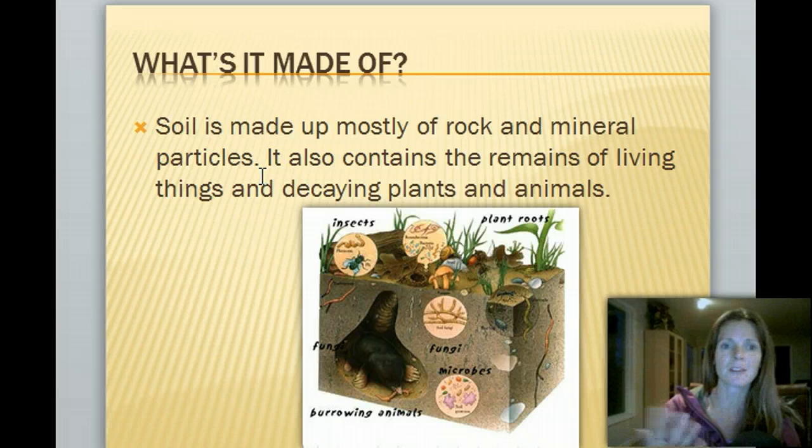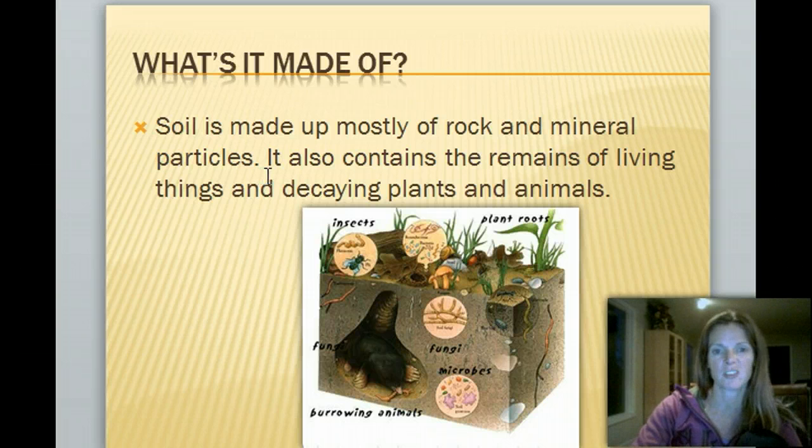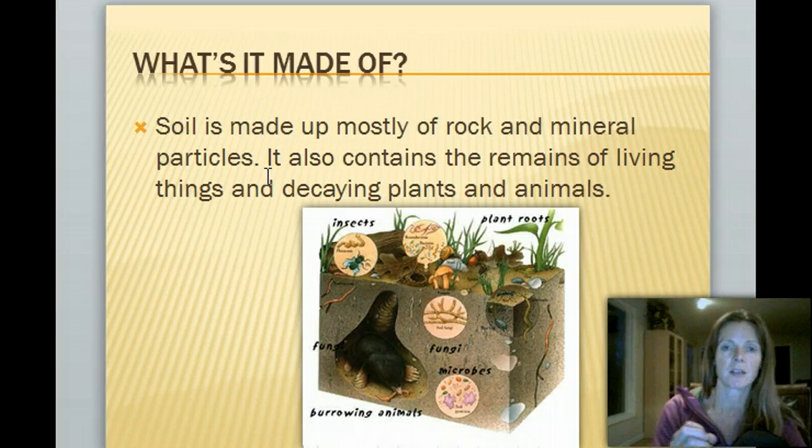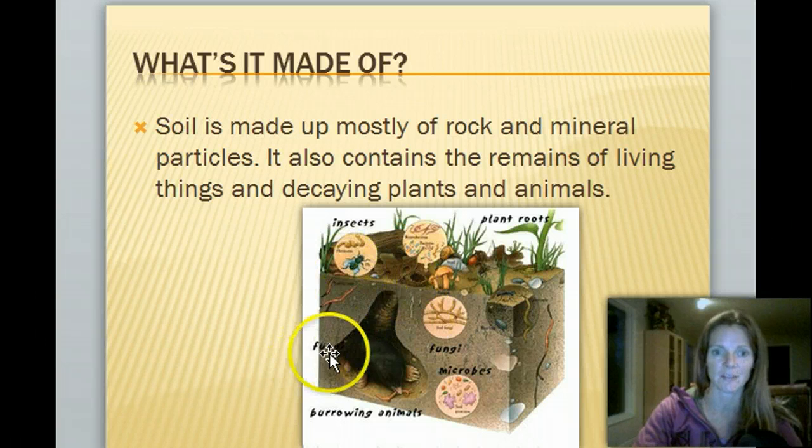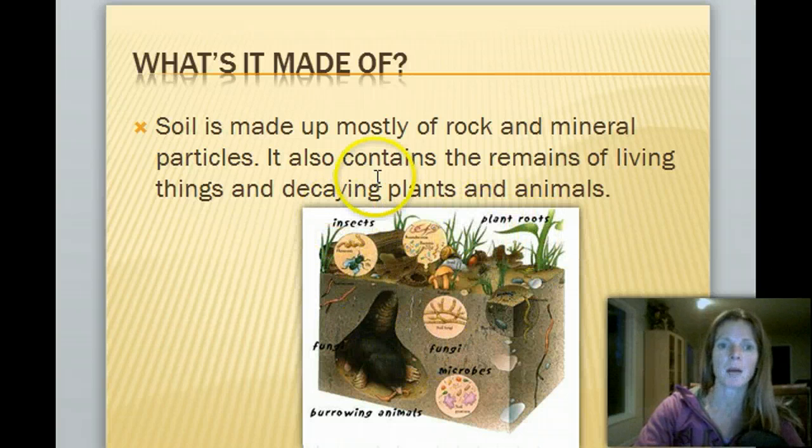It also contains the remains of living things, decaying plants and animals, but for the most part, we're just talking about rock, mineral soil, or mineral particles, bits and pieces of different items that are thrown in there and mixed in there throughout the years, okay? So you have insects and fungi, burrowing animals, microbes, different things, plant roots, okay? Make up the soil as we know it.